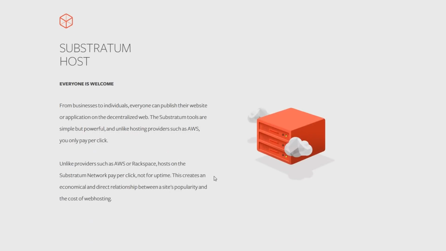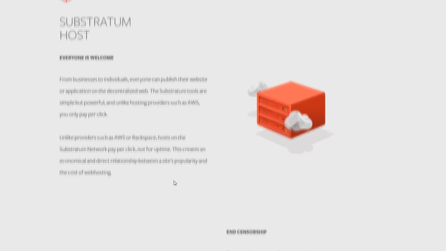Then, if we go a little bit more in depth with the Substratum hosts, everyone can publish their website in a decentralized web, and Substratum tools are simple but powerful. Unlike hosting providers such as AWS, you only pay per click, and that's huge. In the next paragraph, they say that unlike providers such as AWS or Rackspace, hosts on the Substratum network pay per click, which we established, not for overall uptime. This creates an economical and direct relationship between the site's popularity and the cost of web hosting.